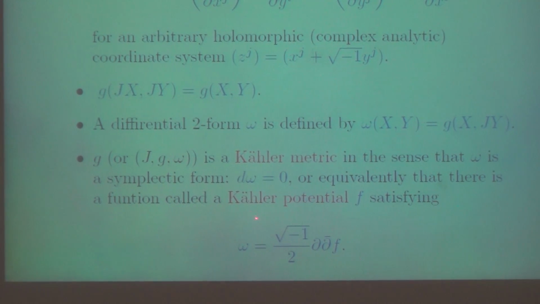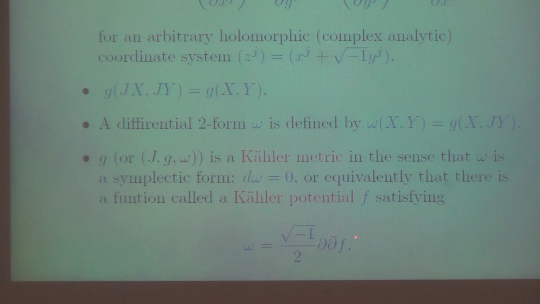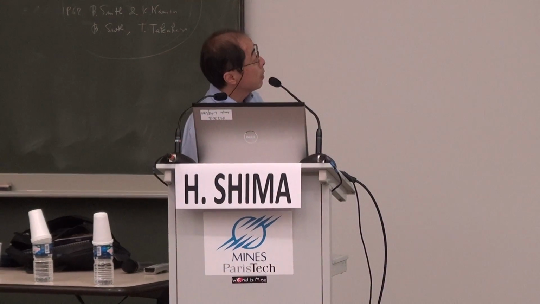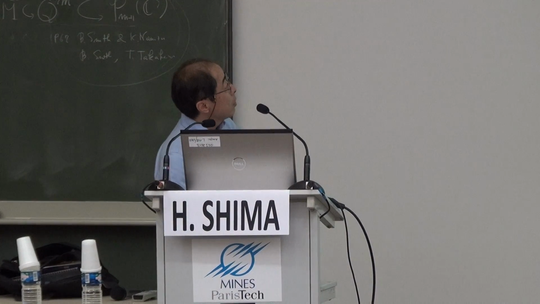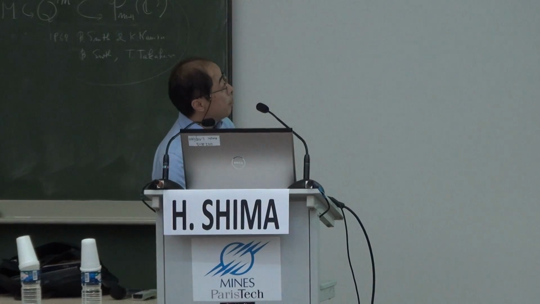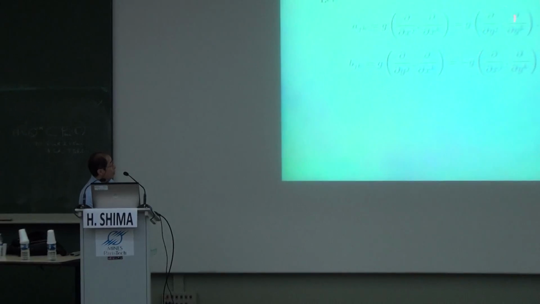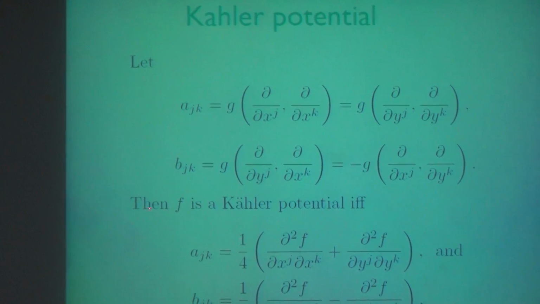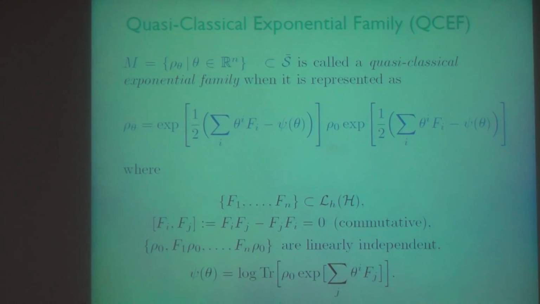Of course, these are written in all the textbooks treating complex geometry, but to define this symbol we need something about the complexification of tangent spaces. So instead, we give a concrete elementary representation of what a Kähler potential means. Let A_jk and B_jk be defined by this relation. That is the metric components of the natural basis of the given holomorphic coordinate systems like this. And then f is a Kähler potential if and only if this relation holds.